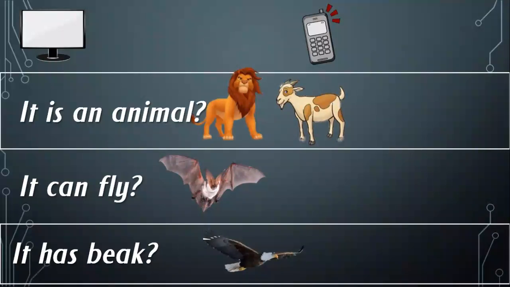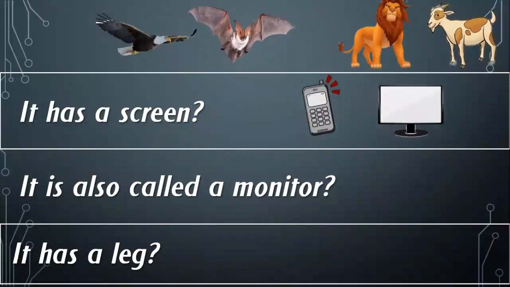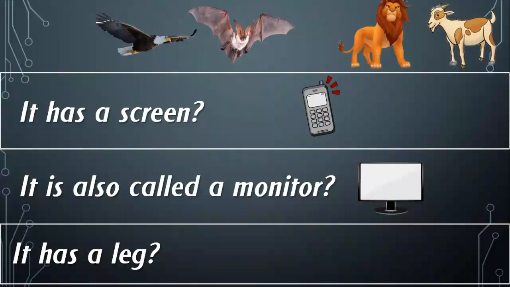Also, I can also sort them like this. How many have a screen from the list? You'll find out that the television and the mobile phone have it. While from the ones that we've sorted here, you will find out that only the television can also be called a monitor.